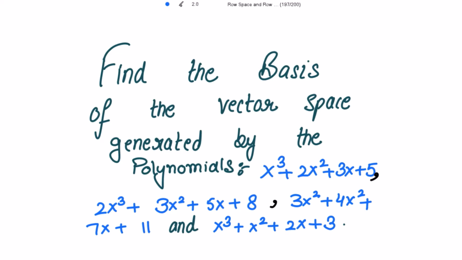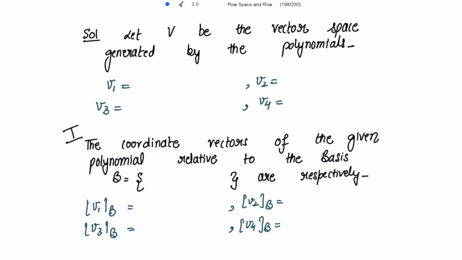these polynomials relative to the ordered basis, and then we write all those coordinate vectors in a matrix form, and from there we get the matrix into a row echelon form, and from the row echelon form matrix we get our required basis, right? So let V be the vector space generated by the polynomials.